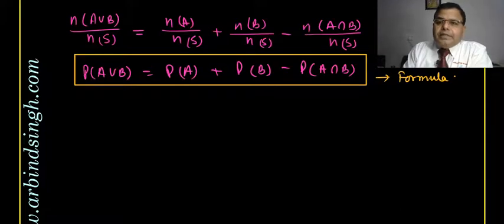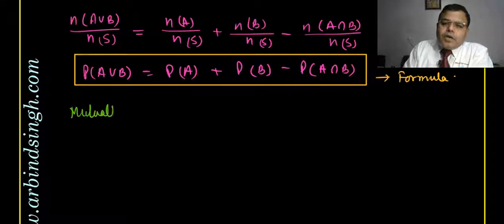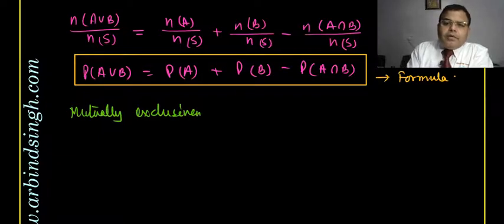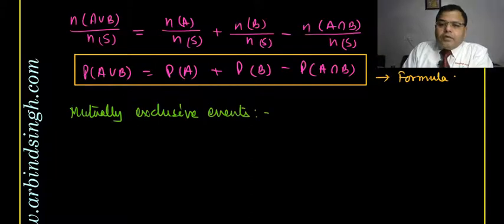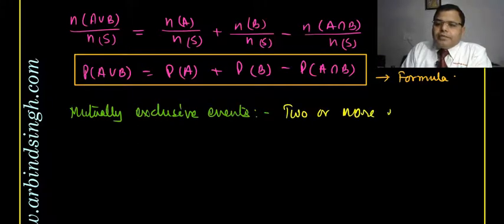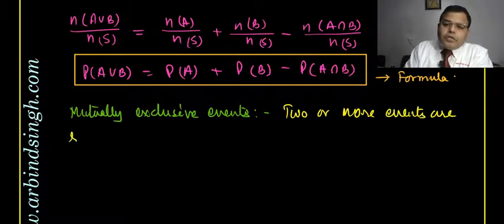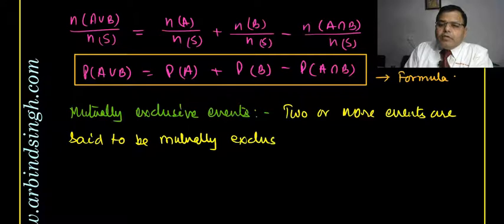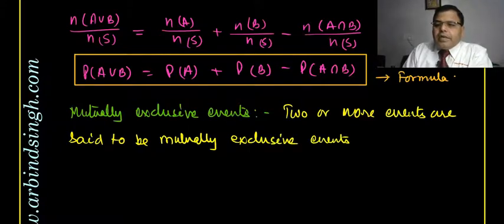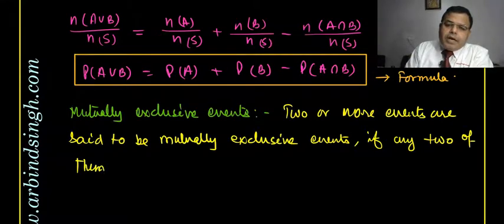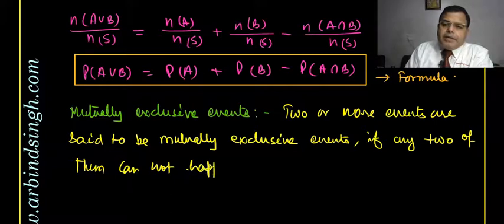Now there is one term that is called mutually exclusive events. Definition: two or more events are said to be mutually exclusive events if any two of them cannot happen together.